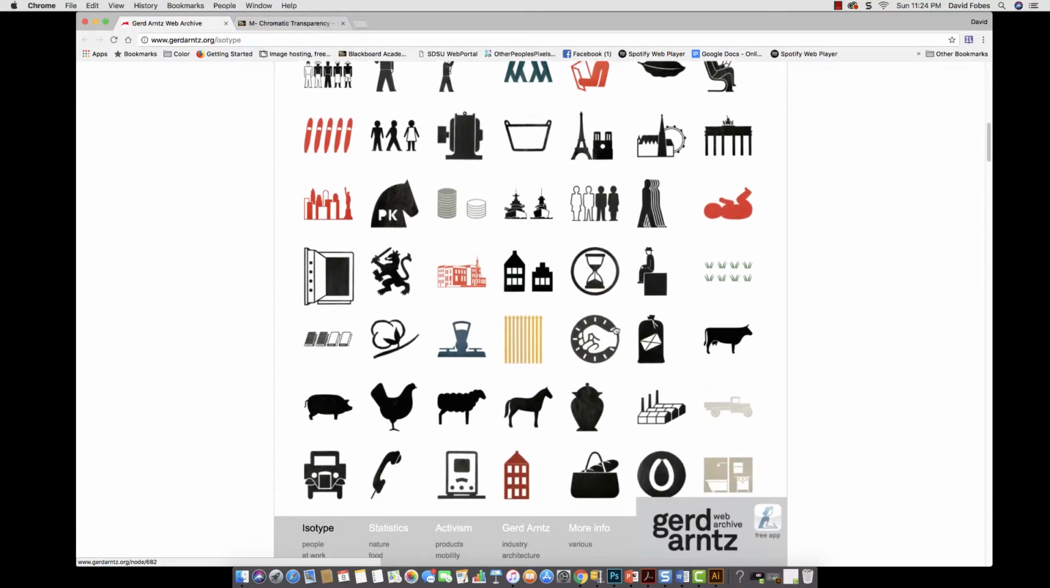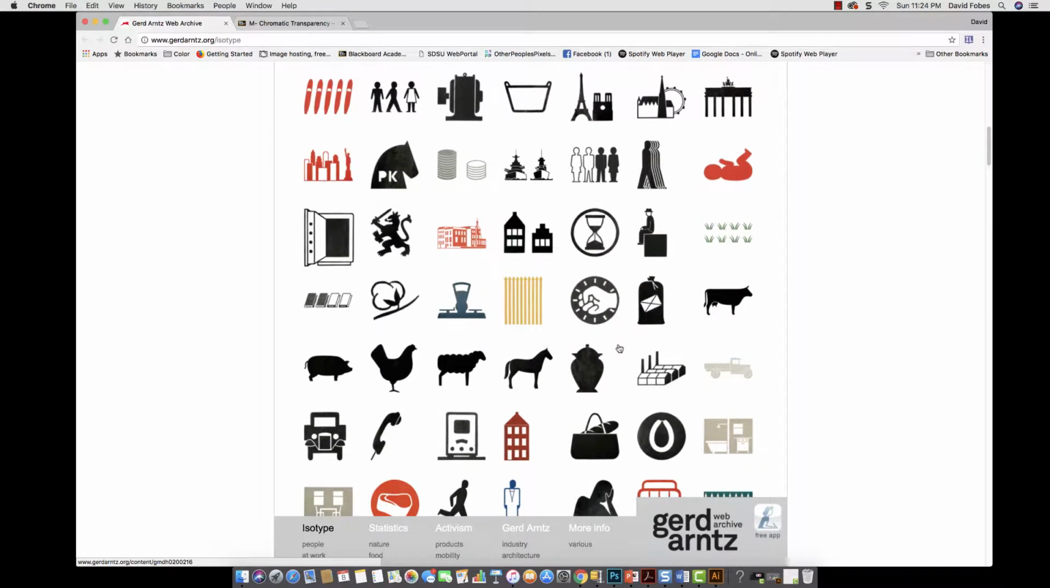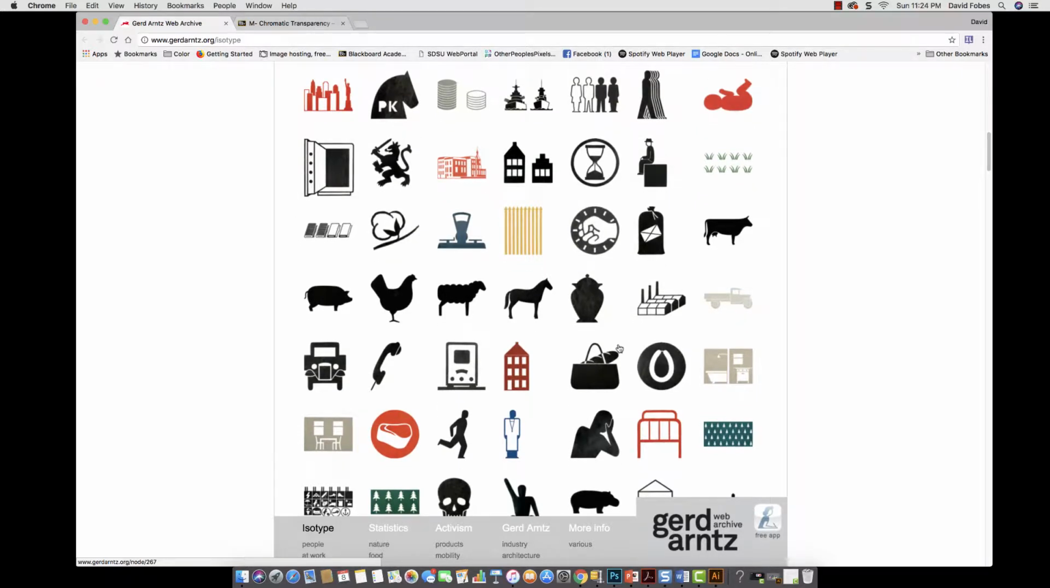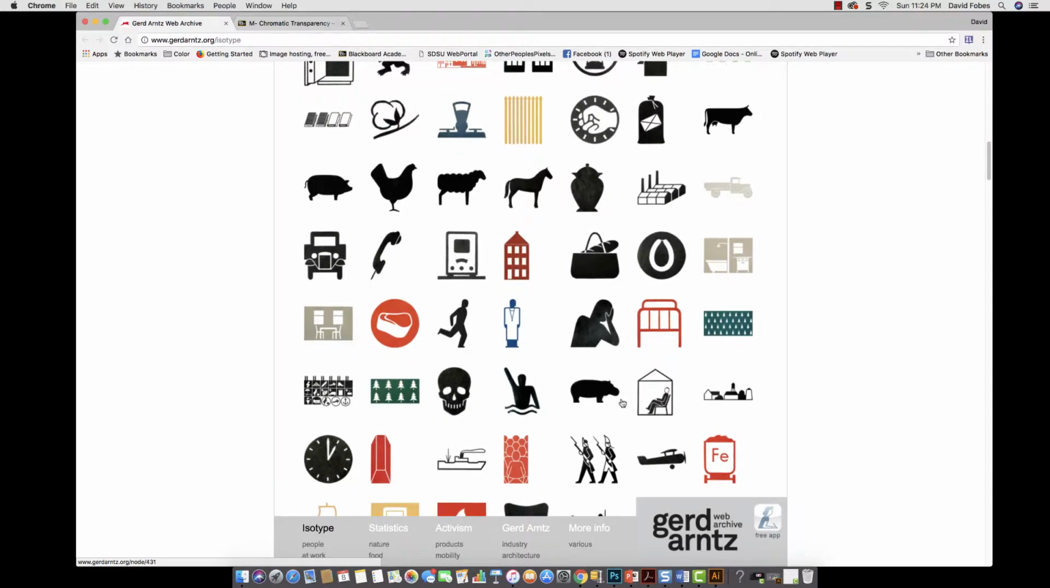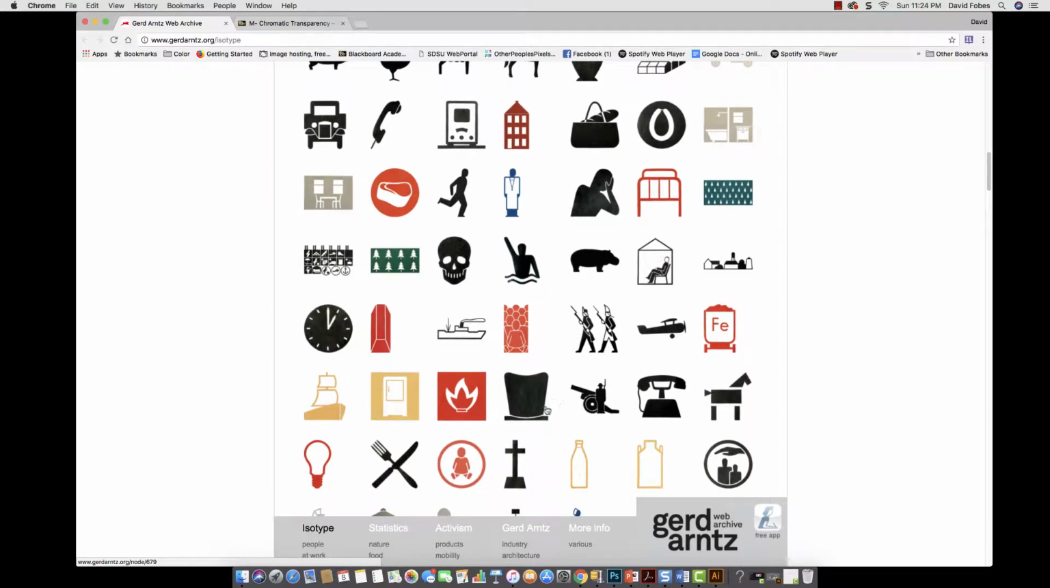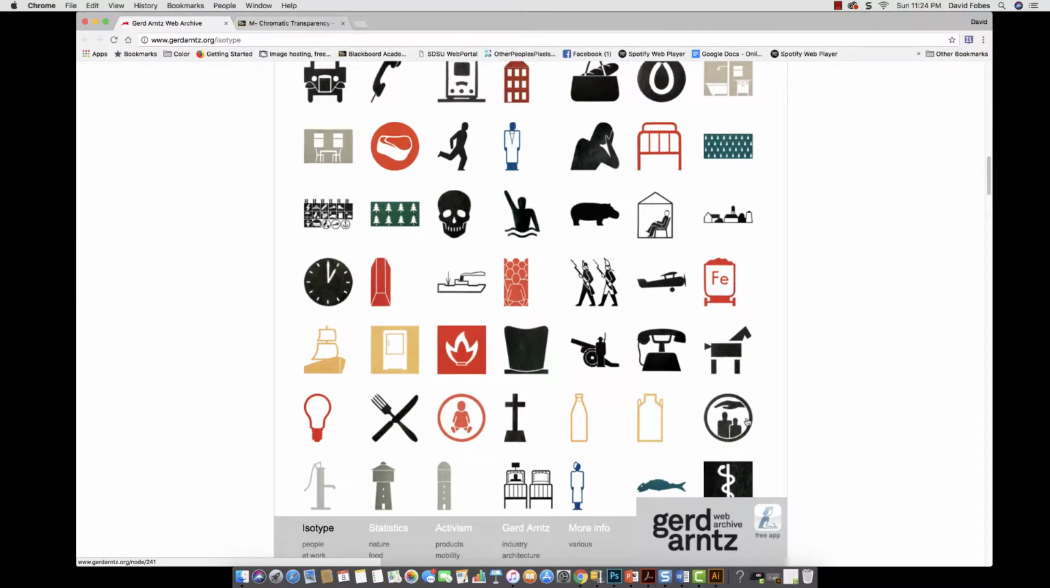There's many more isotypes than these. You don't have to use them, but this just shows that they're very simple, usually vector graphics. We want to stick to ones that are simple shapes. For example, something like this would be too complex. Really, we've got one shape, two shape, three shape, four shape. So that wouldn't really work.